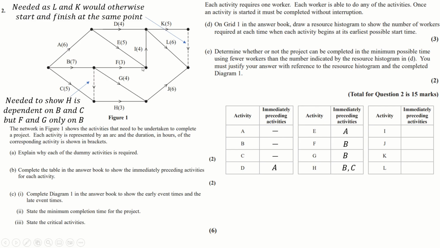I is dependent on, where is it? There it is. Where's I? There it is. I is dependent on E and F. It's also, of course, dependent on some of the stuff that comes before it, but we don't care about that. Immediately preceding activities is what we care about.